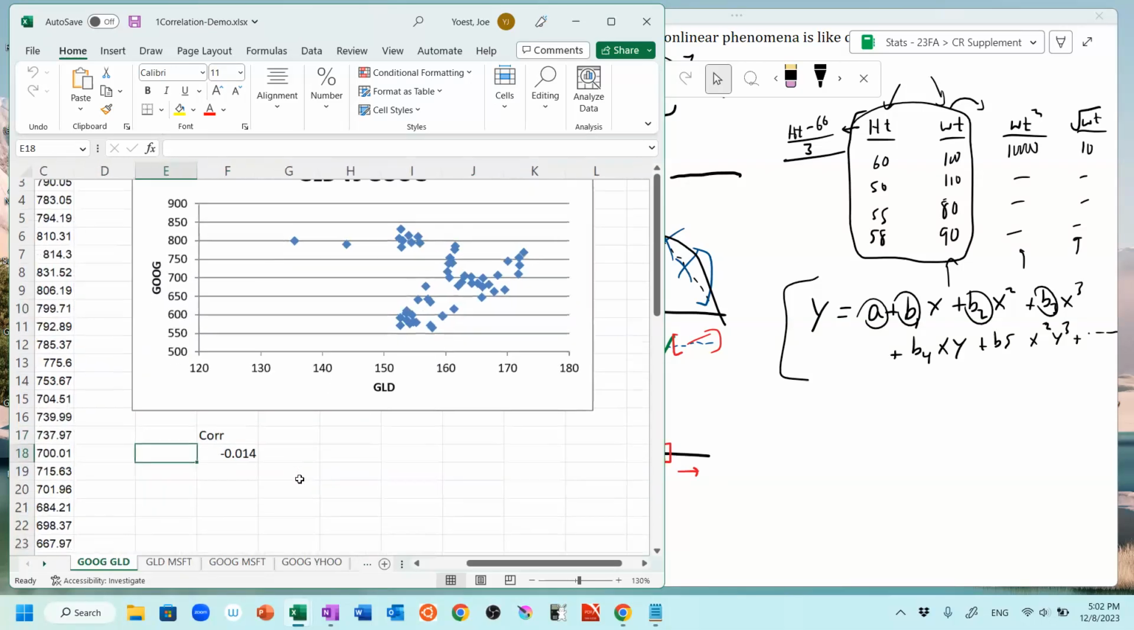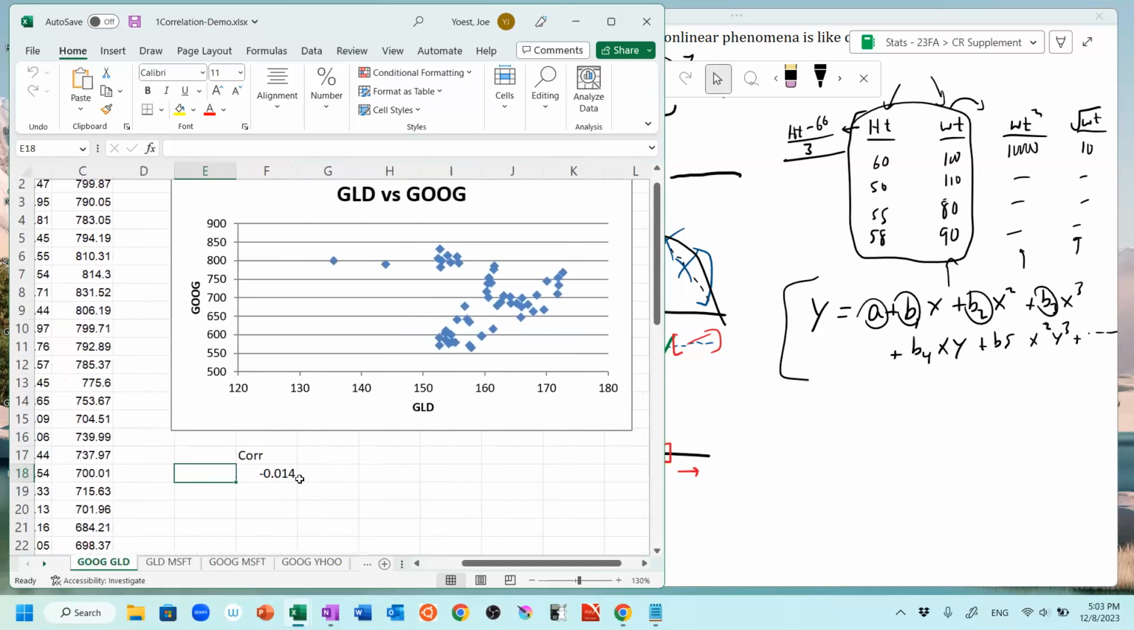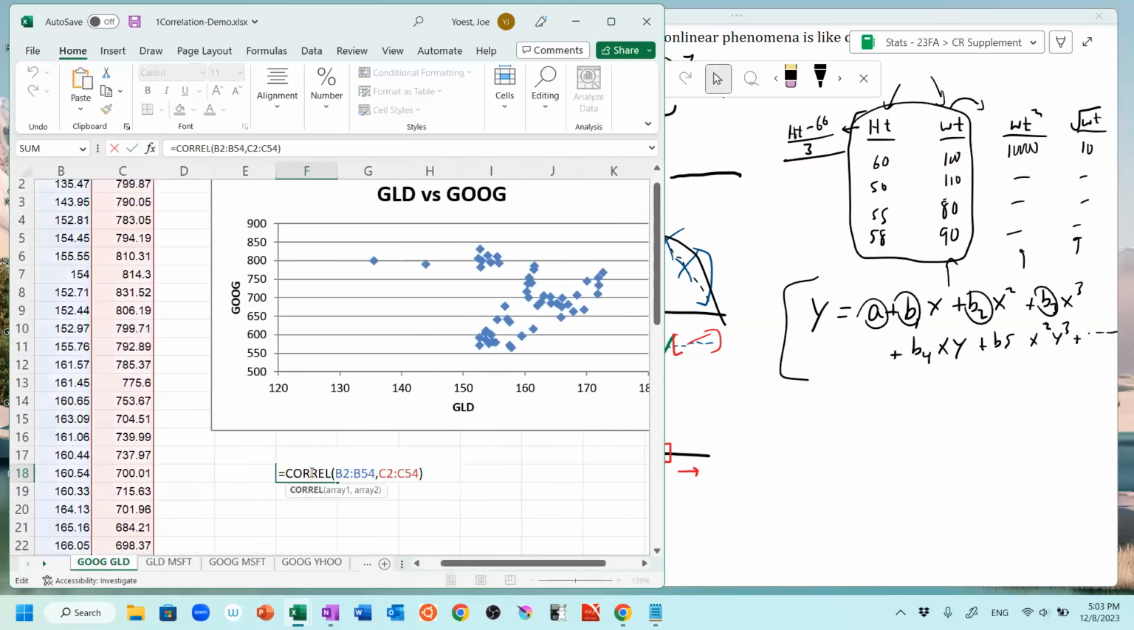Now, how do we compute the correlation coefficient in Excel? Well, we use the built-in formula, CORREL, correlation.